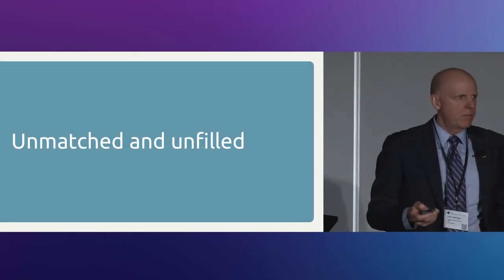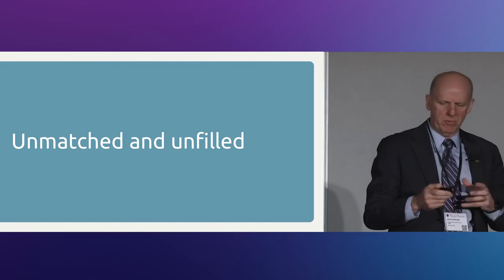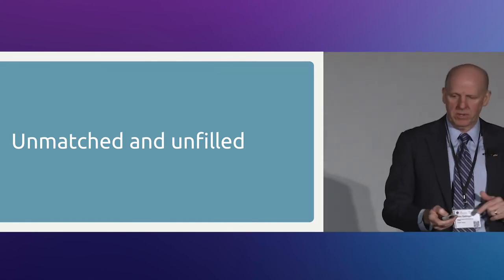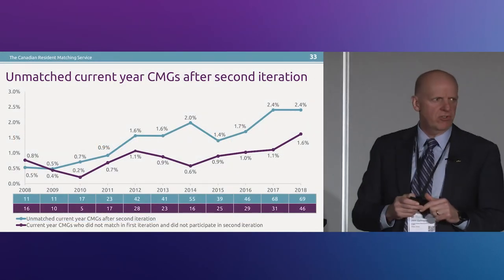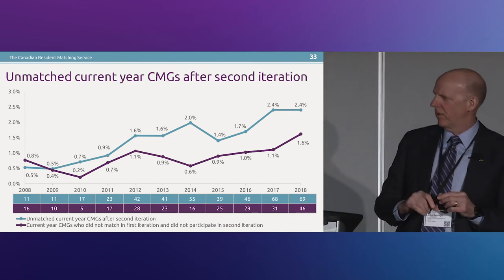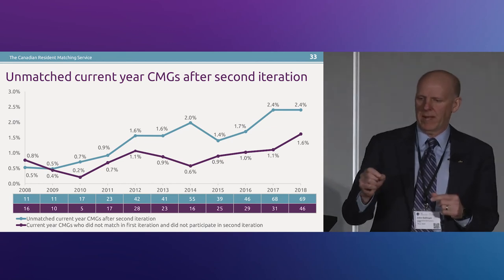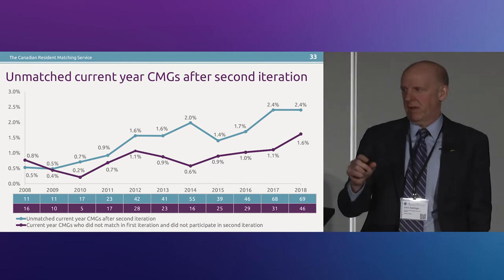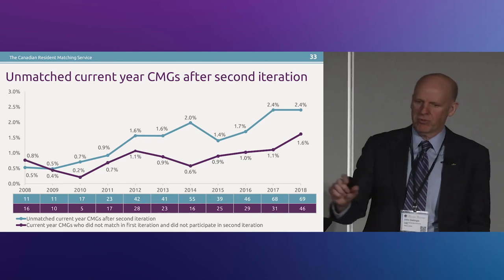Now we're into unmatched and unfilled, so we're going to do a deeper analysis and sharing of some of the different factors and outcomes of the unmatched and unfilled. This is part of the data snapshot we shared a couple of weeks ago, and you'll see the percentage of unmatched, again as defined by those who participated in second iteration but did not match, so 2.4%, a similar percentage to last year. And a very similar number, 68 versus 69, and the table at the bottom shows the absolute numbers.